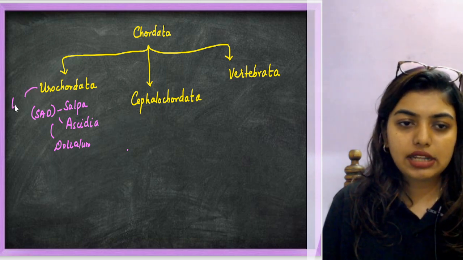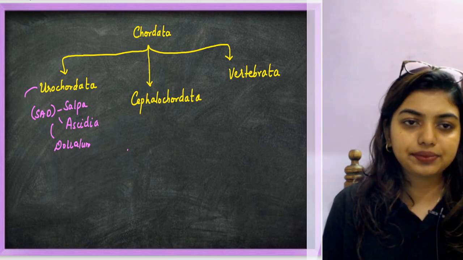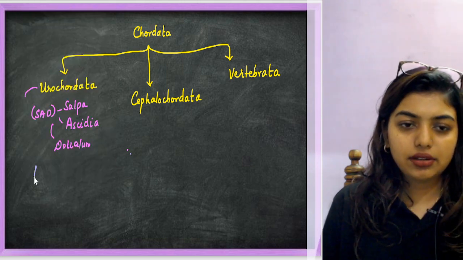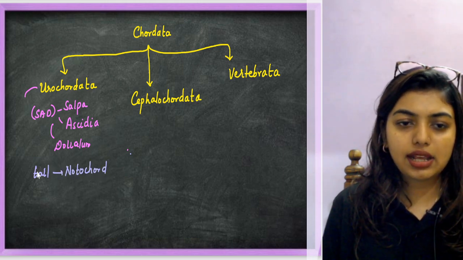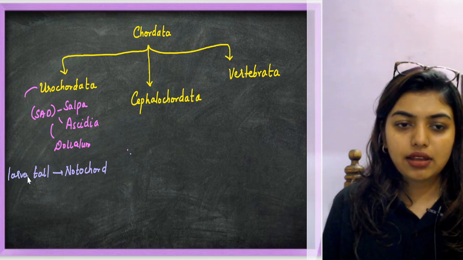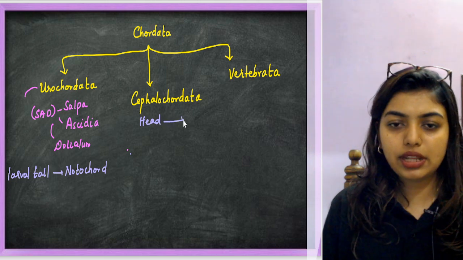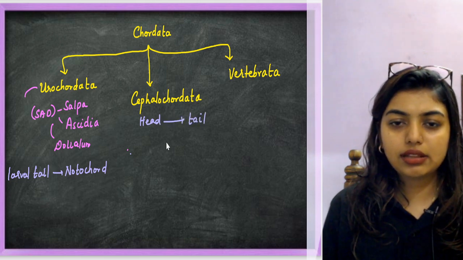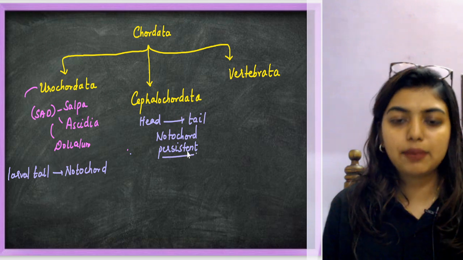These things you have to write. In Urochordata, notochord is only present in the tail region. Here, the tail has notochord. And what tail? Larval tail, because adults do not have it. Here, in Cephalochordata, notochord is from head to tail. There is notochord, and that notochord is persistent as well. Okay, persistent as well.